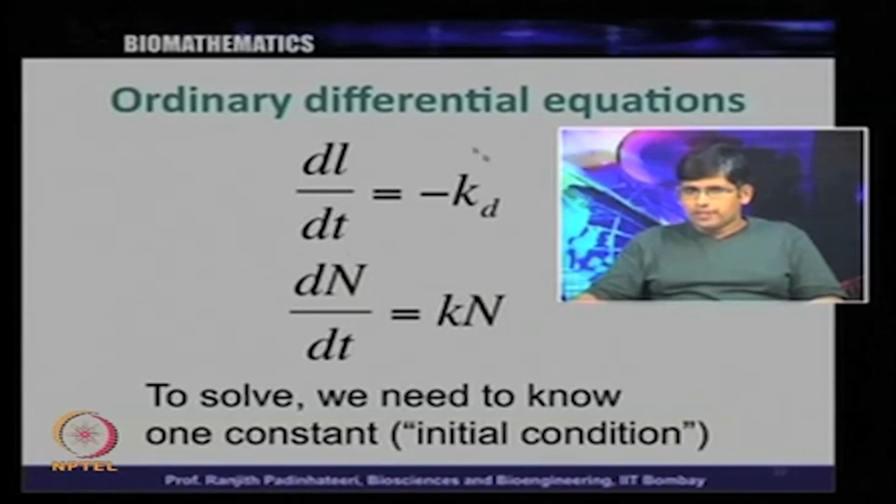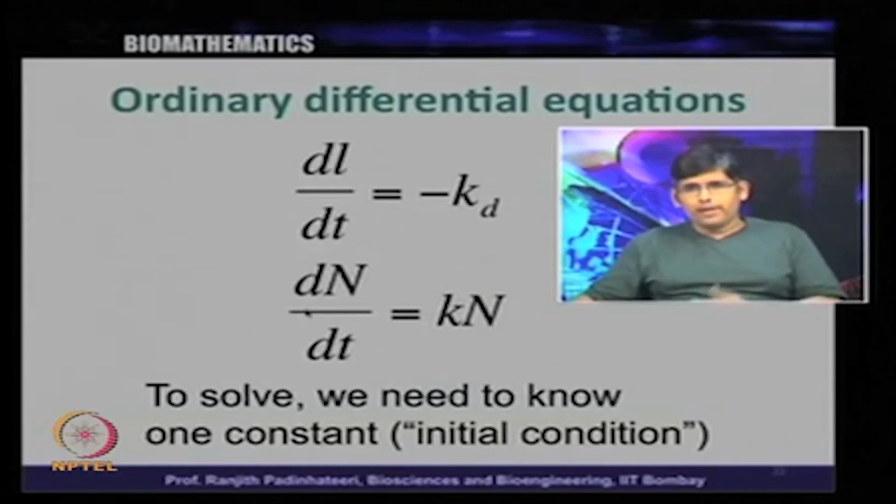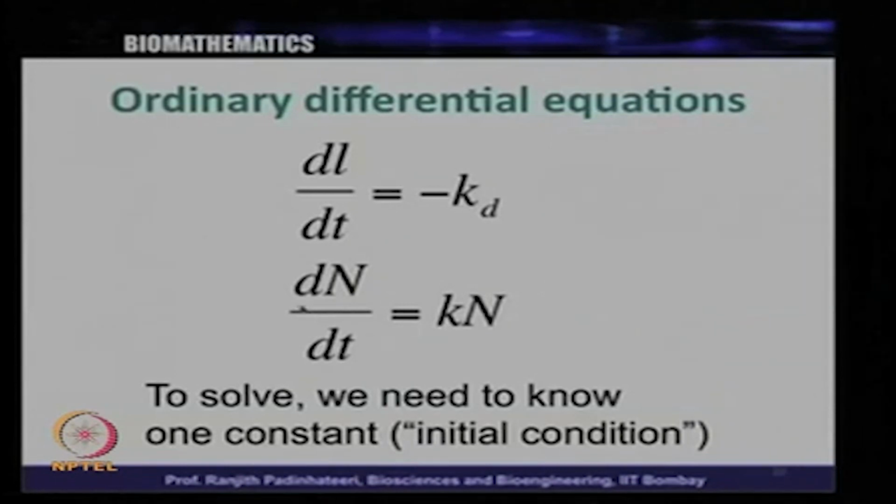So, the first equation precisely describes the decrease in length of anything, a polymer. If L is a length, dl by dt is minus kd, where kd is the rate of depolymerization, then this will describe the depolymerization of any polymer, for example, actin. This dn by dt is equal to kn will describe the number increase of anything that is growing. So, bacterial growth or yeast cell growth, the log phase or the growth phase or the exponential phase of it will be described by this equation.